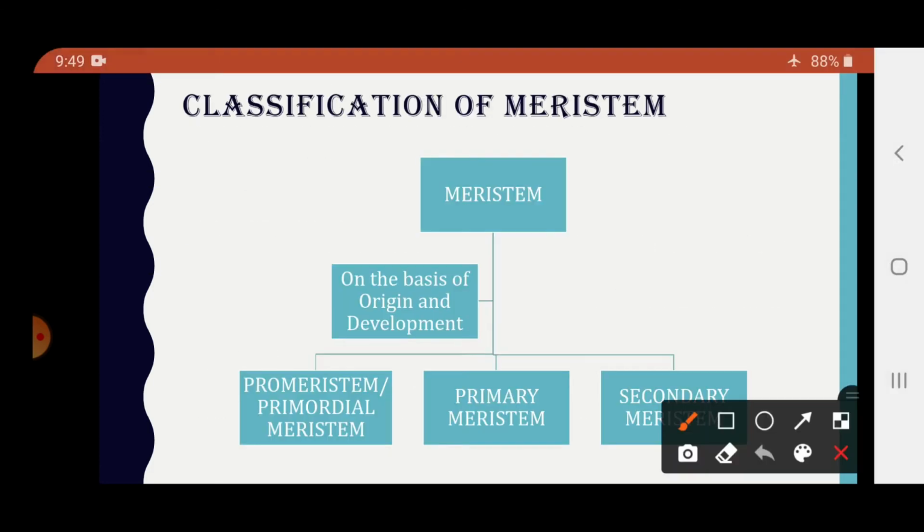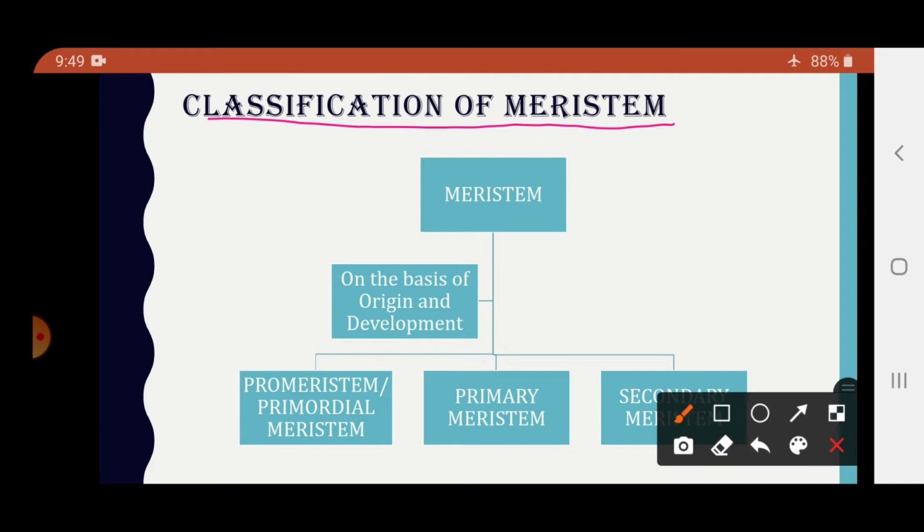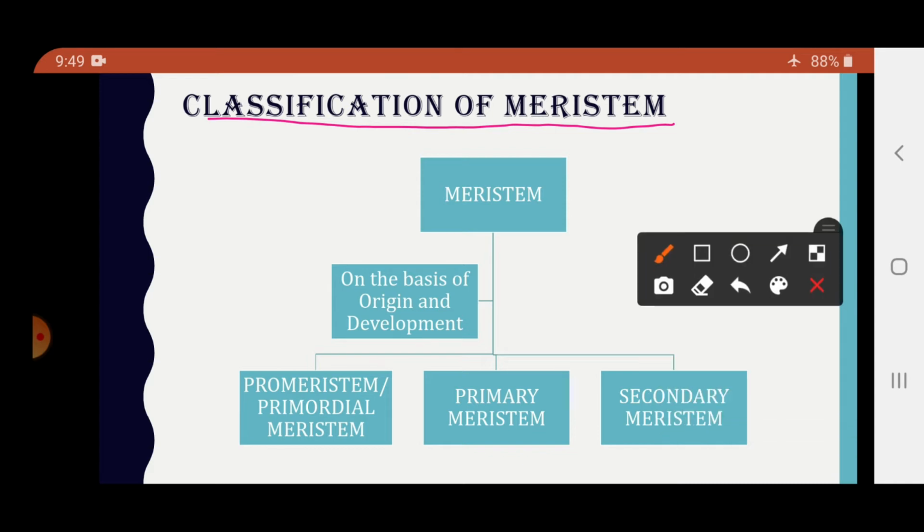Now we will study the classification of meristem. So classification of the meristematic tissues. Now on the basis of origin and development, we will see two types of classification. So first type of classification is based on the origin and development. So on the basis of origin and development, the meristem is divided into three categories: promeristem or primordial meristem, then the primary meristem, and finally the secondary meristem.